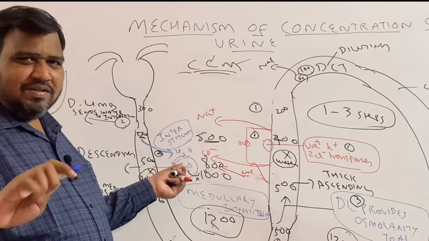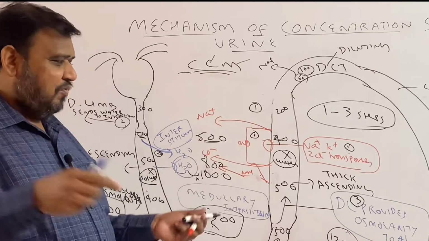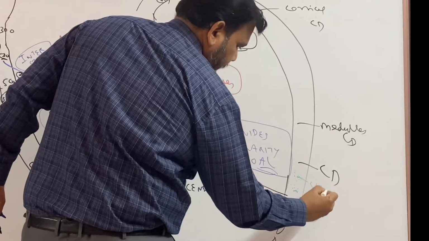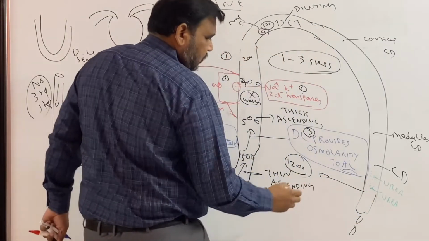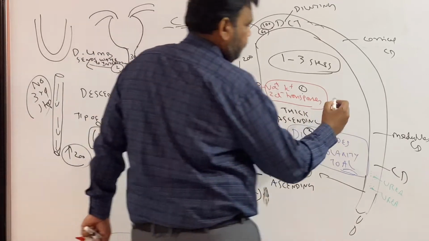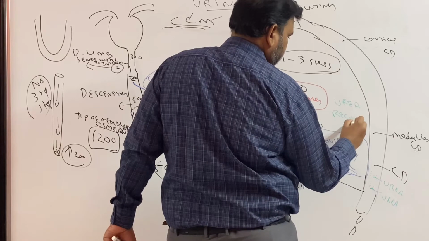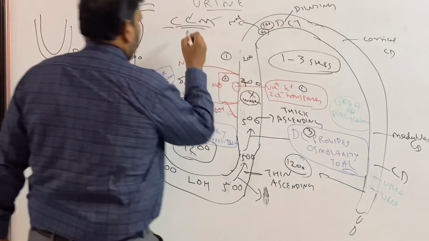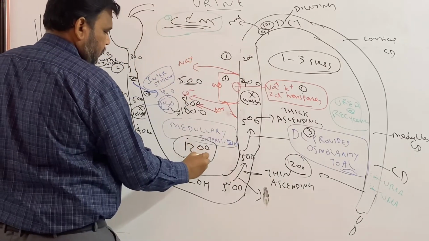Okay, let us stop that. Again, if you have found out the answer, you try to answer: what is the fate of this water? Before that, one more thing is there. Note it down. Urea. So this is urea. Urea recycling, note it down. Urea recycling is the second step. The countercurrent mechanism is the first step. For 1200, 1 and 2.